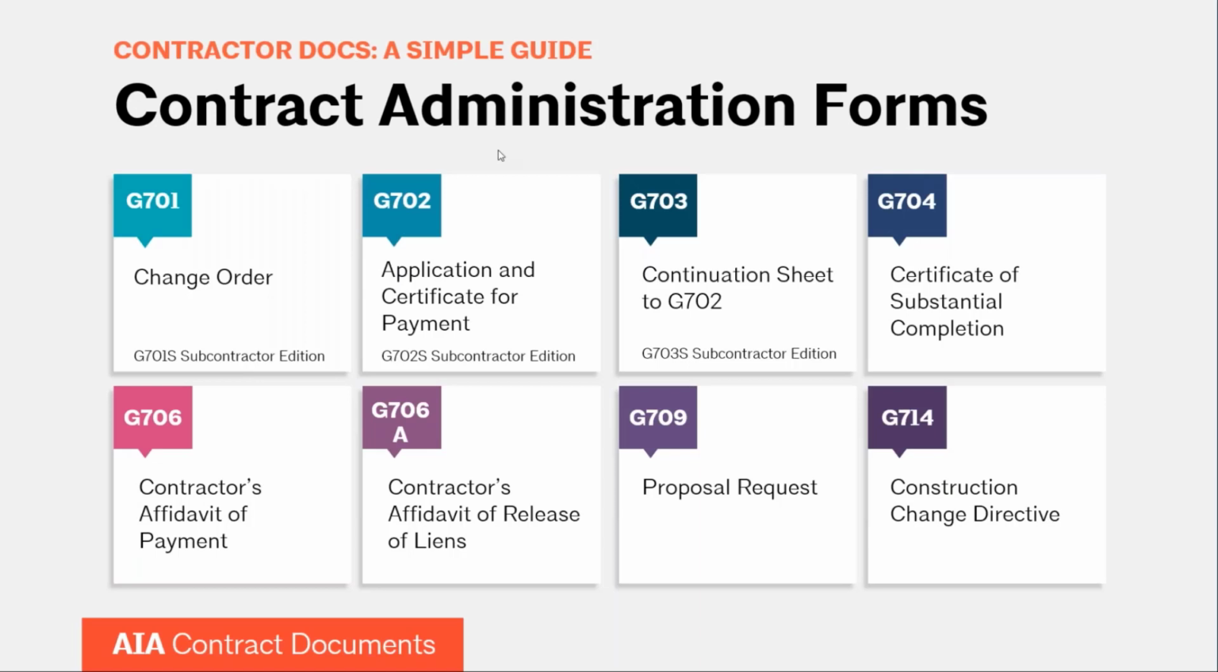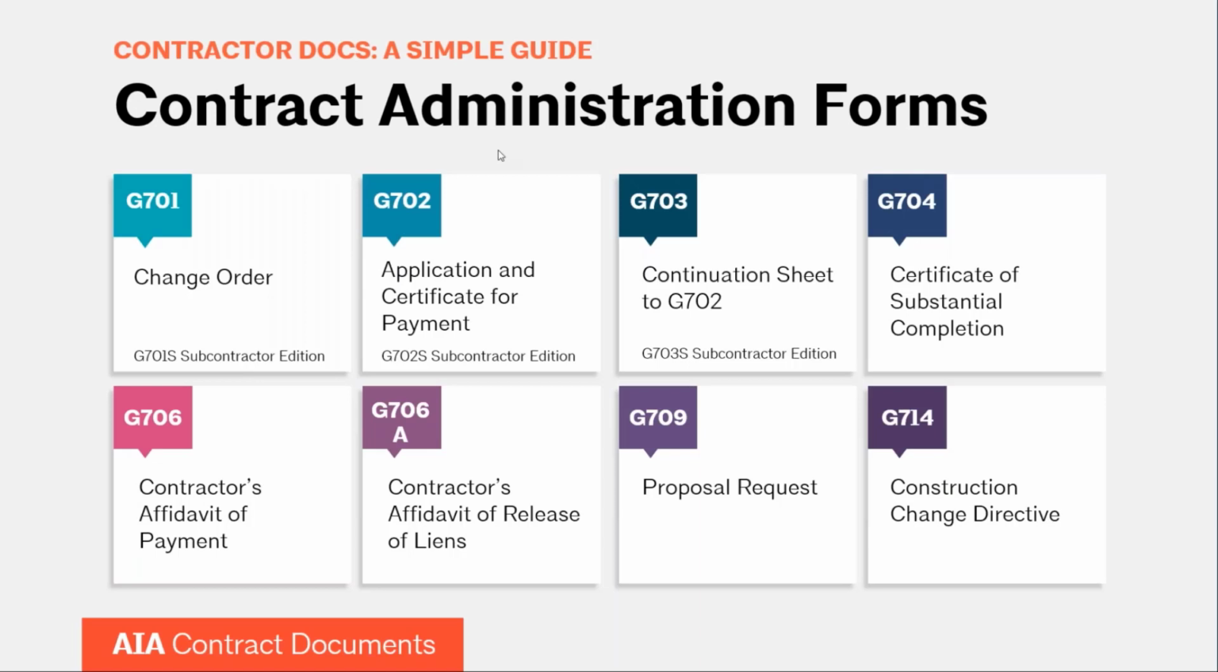G704 is a certificate of substantial completion. We do not have one for final completion, but this certifies that the job is substantially complete. And so the parties agree that the job is substantially complete as of this date, and you can attach an inspection list or punch list of items that are still needed to be completed or corrected, but the owner can still use or occupy the project for its intended use.